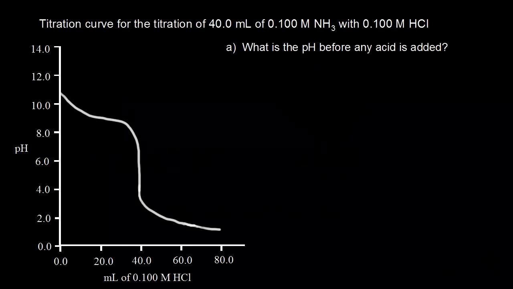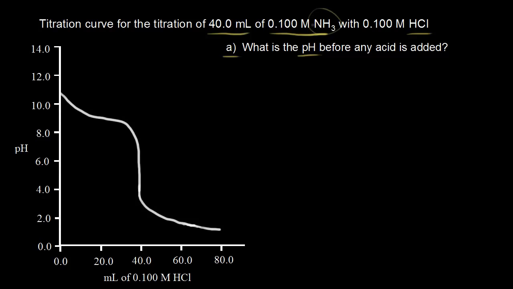This time let's look at the titration curve for the titration of a weak base with a strong acid. So let's say we're starting with 40 milliliters of a 0.1 molar solution of ammonia, and to our ammonia we're going to add a strong acid. We're going to add some HCl. In part A, they want us to find the pH before we've added any acid.